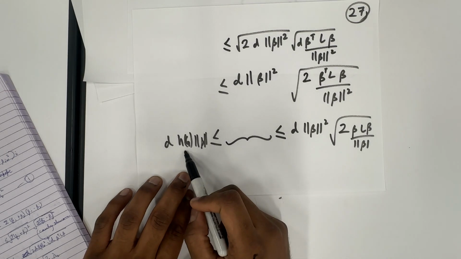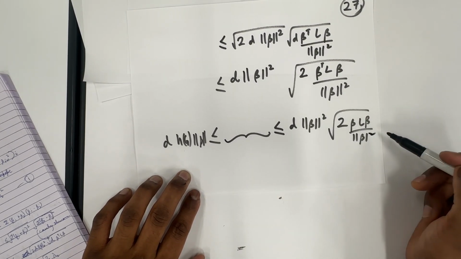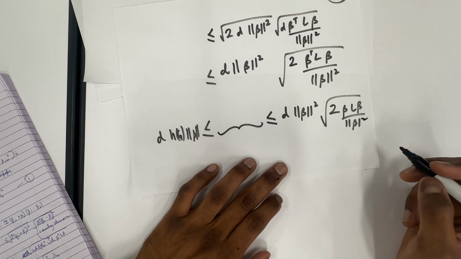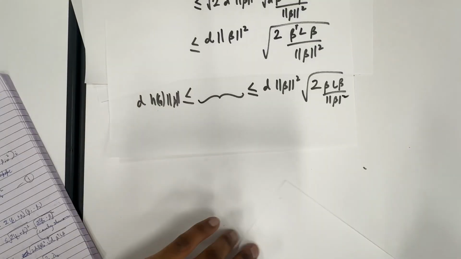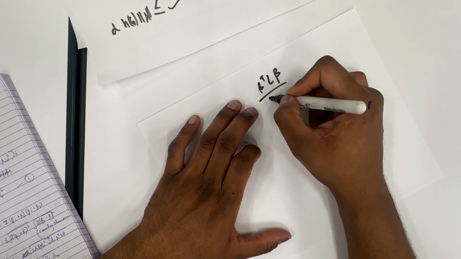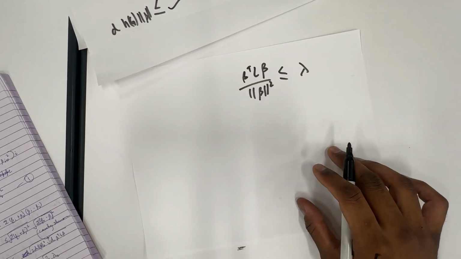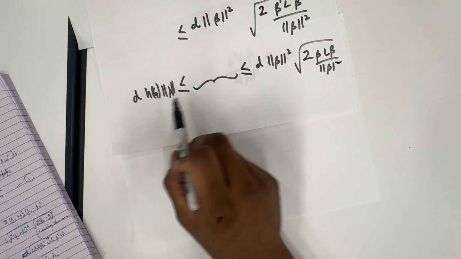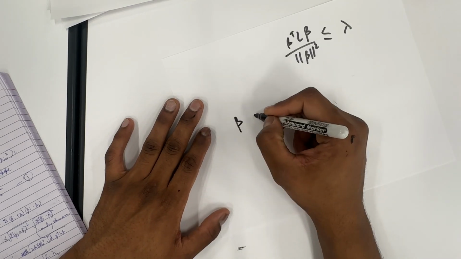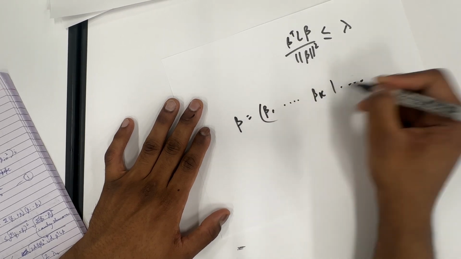So now I see hg here, and I see this quantity, and maybe this quantity reminds me of the definition of the eigenvalue. So if I can somehow claim that beta transpose L beta divided by norm beta squared is less than my eigenvalue, then I'm done. So let's see. My beta vector was beta 1, beta 2 up to beta k, and then all zeros.